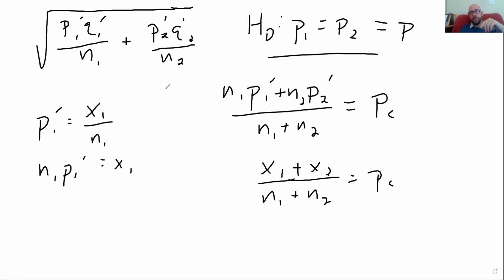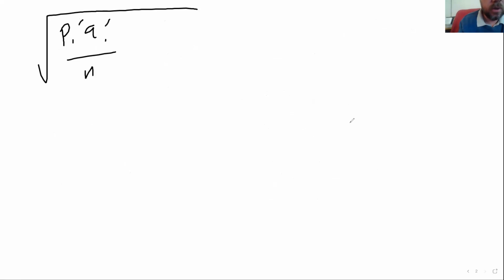We're going to use P sub C instead of P1 prime and P2 prime because P sub C is a better estimate of P, which is what we are using these primes for, as estimates of P, right? That's what we're trying to do in this standard error. So what we end up with is something that looks like this: P1 prime Q1 prime over N1 plus P2 prime Q2 prime over N2.